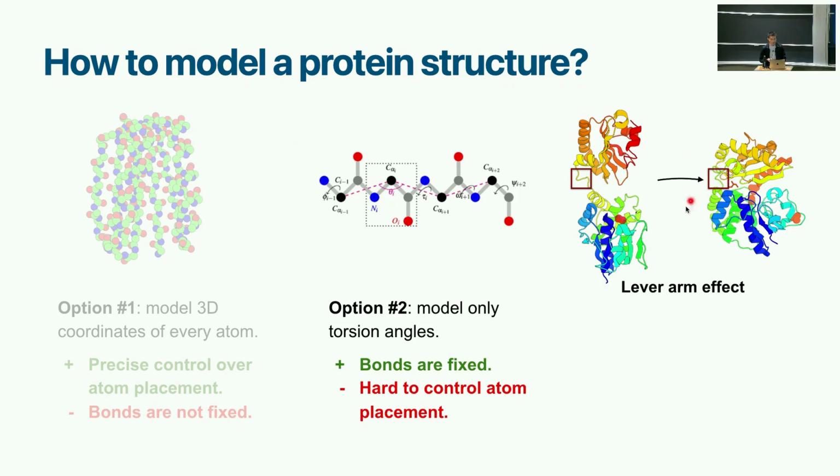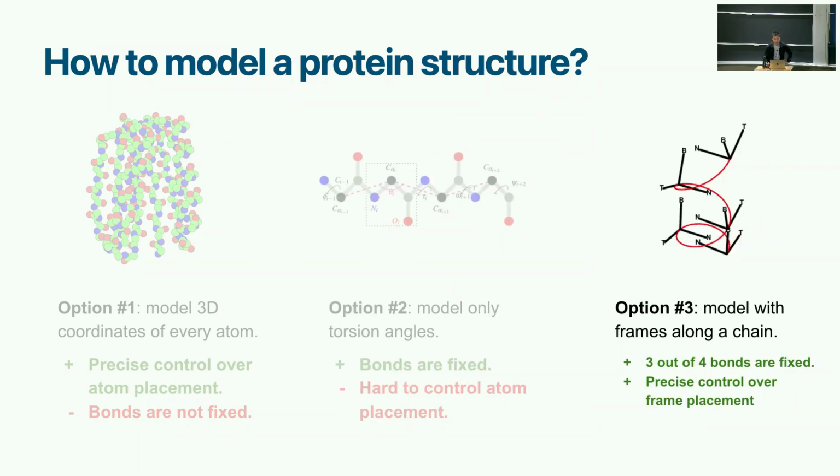And so because of this, you are respecting the geometry by keeping the bonds fixed, but it's kind of harder to control the atom placements. So one thing that we developed, something in the middle between both of these, is to model these frames along a chain. I'll go into this in a little more detail, but this is the best of both worlds, where you have most of the bonds fixed, while you also have precise control over where the frames go.